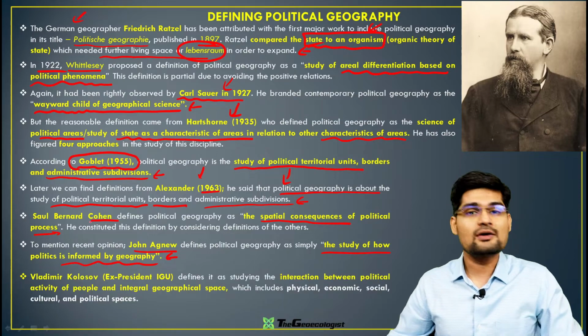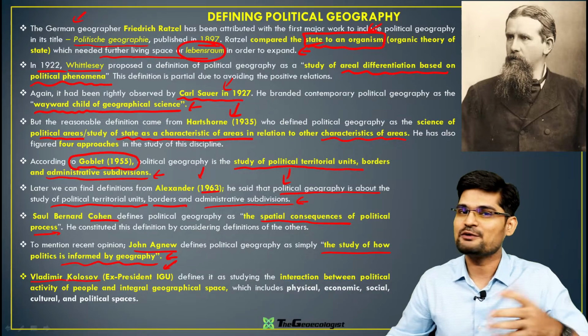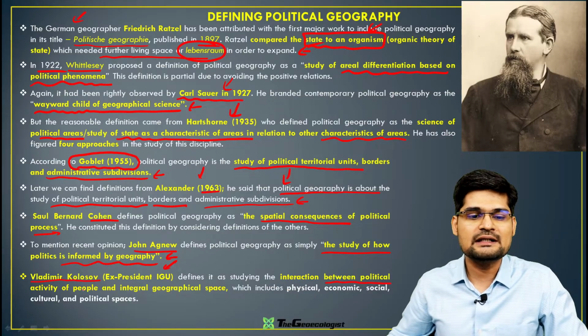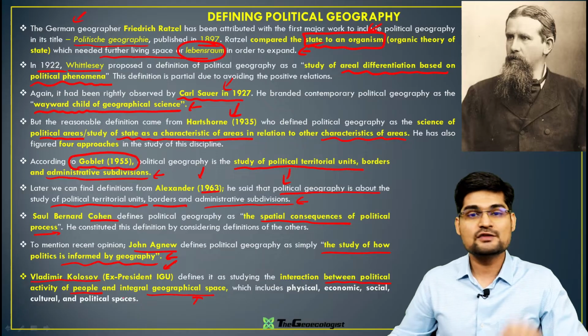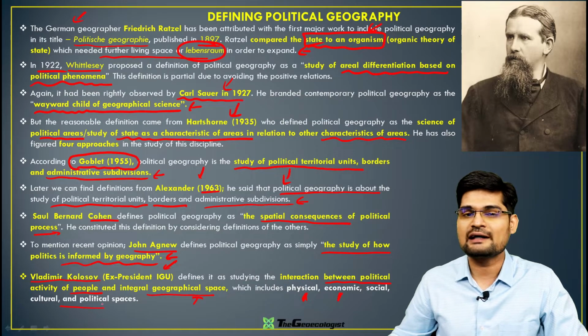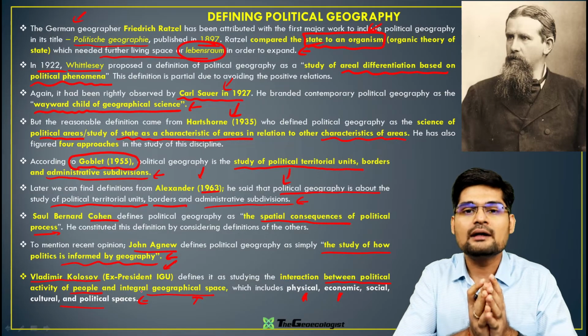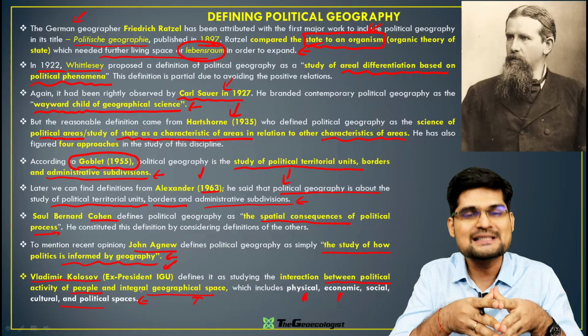And then the modern definition in today's world by Vladimir Kolosov, ex-president of the International Geographical Union, who is a great political geographer himself. He defines it as the interaction between political activity of people and integral geographical space, which includes what all factors? Remember, physical factors, economic factors, social cultural factors, political spaces. So all these coming together form a political system in a given space. That's how political geography is defined.